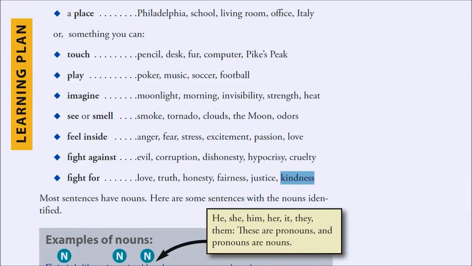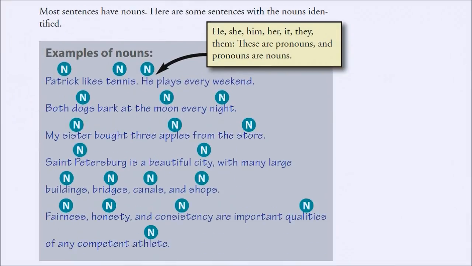All right, so most sentences have nouns, and this is what we're going to do when it comes to the parts of speech. We're going to put N's in circles over every noun. That's how we're going to show that we understand that this word is a noun. So here are some examples: Patrick, tennis, dogs, sister, St. Petersburg. These are all nouns. And we're going to get to pronouns in a minute. Just for purposes of this, I want you to show pronouns as nouns.